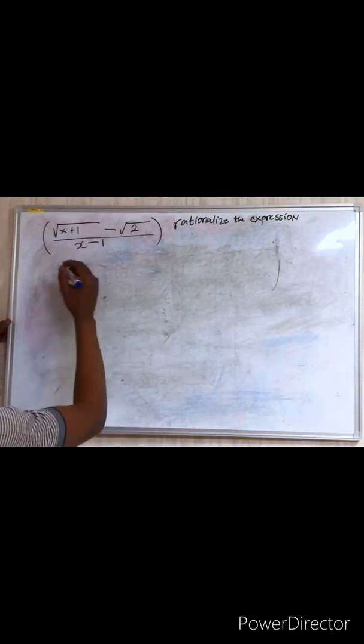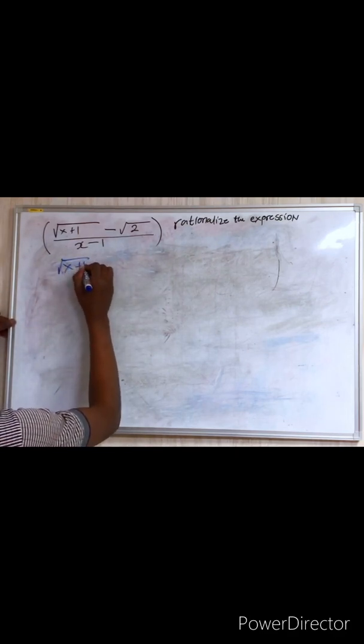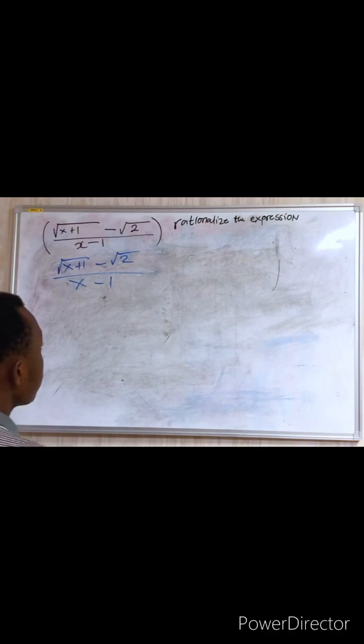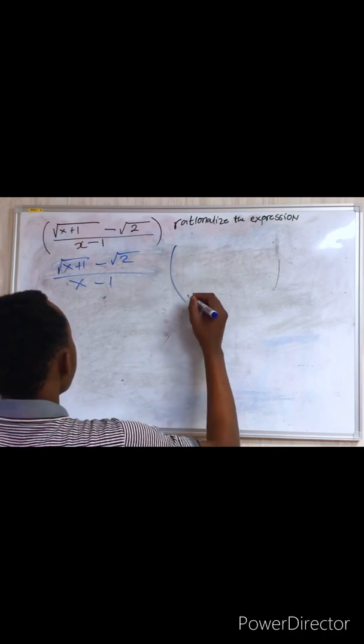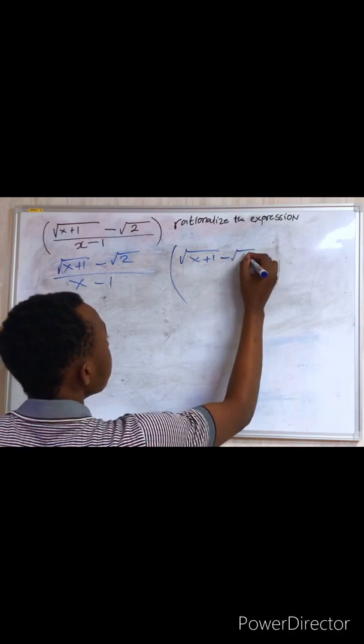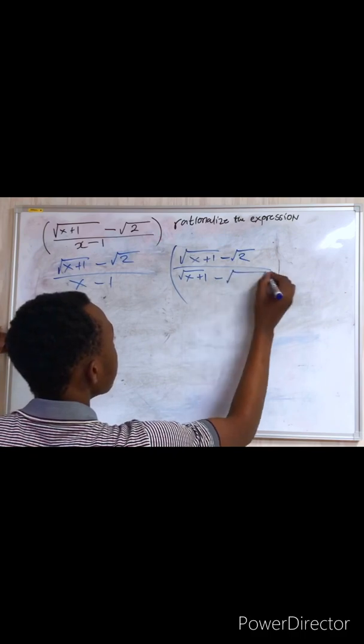Okay guys, we have another question on the board. It's saying that we have to rationalize this expression. So for us to rationalize this expression, we have to use the conjugate expression. So for us to use the conjugate expression, we have to rewrite this expression to be root x plus 1 minus root 2 over x minus 1. So here, we have to multiply by the conjugate expression. So it will be root x plus 1 minus root 2 over root x plus 1 minus root 2.